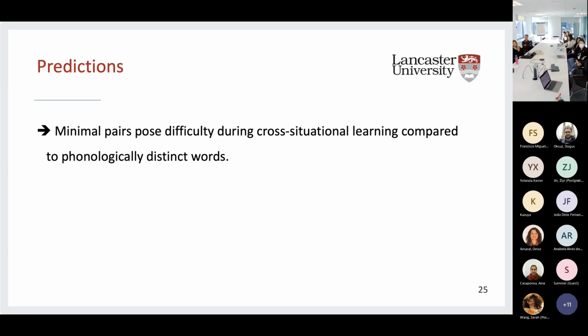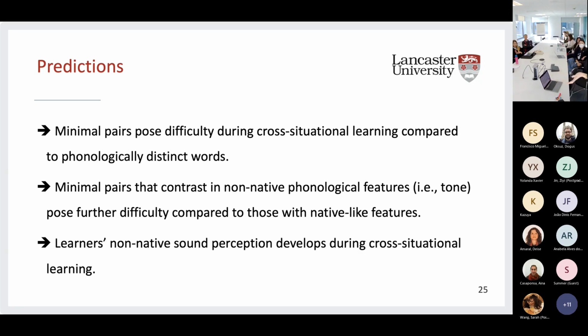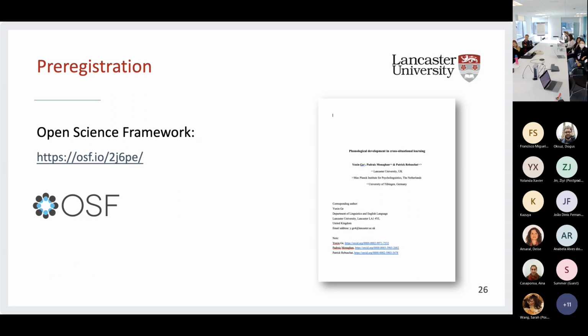And we made predictions on this. We predict that minimal pairs are harder than non-minimal pairs. And minimal pairs that contrast in tones are harder than those that contrast in consonants or vowels, because that's what they are familiar with. And we expected to see some improvement in their non-native sound perception after cross-situational learning. Our studies are pre-registered at OSF, and all the materials, the pre-registration form and our power analysis for sample size can be found here.